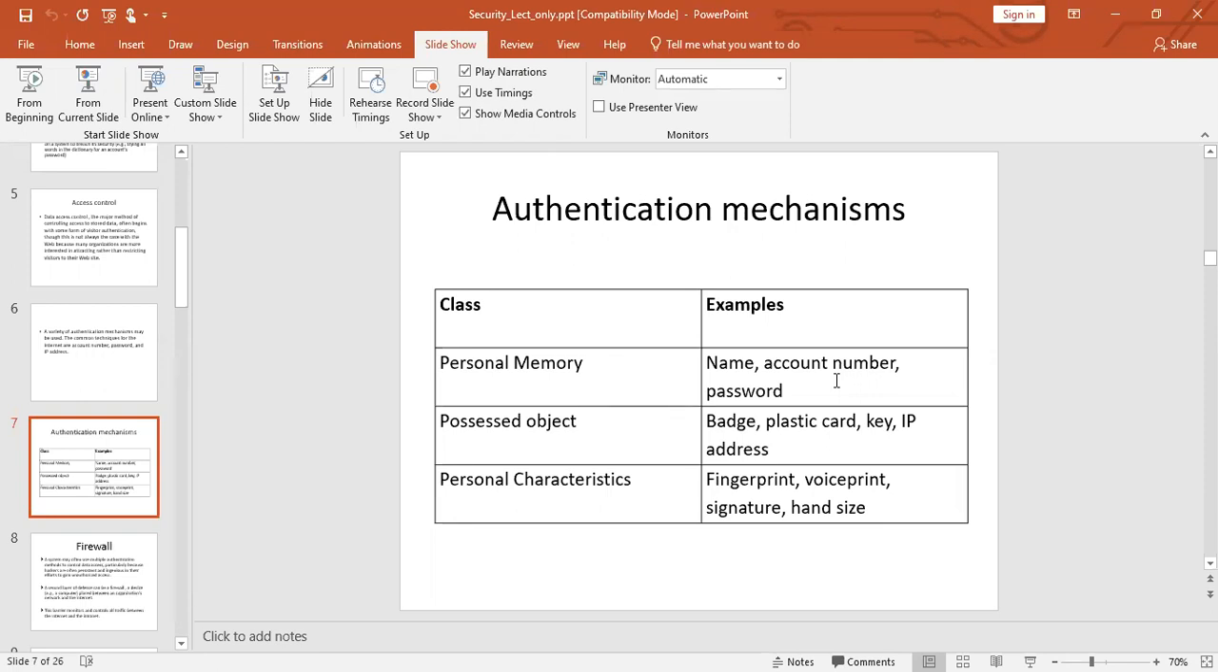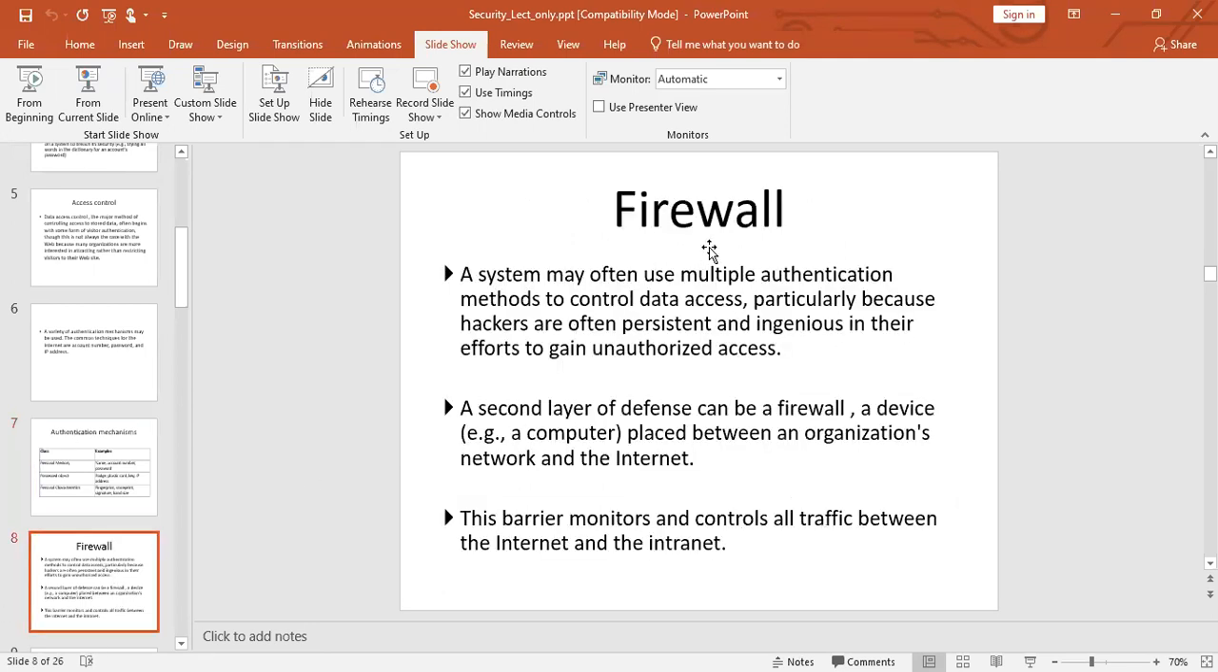Anyway, so that is authentication mechanism. The first basic form of security that we can all use. Then we come to the second one, firewall. Firewall, just like the name goes, the wall with fire. So firewall is like having a wall, right? Which is surrounded by fire.